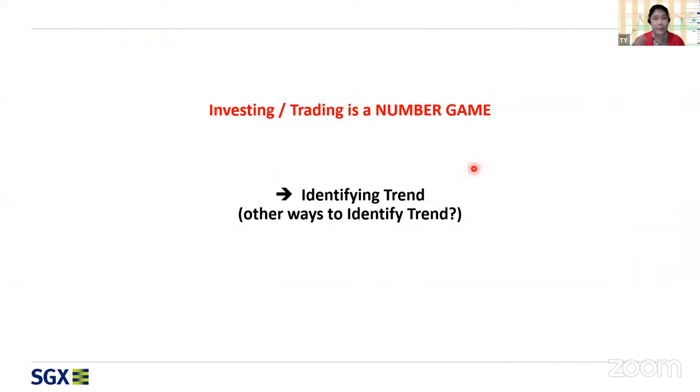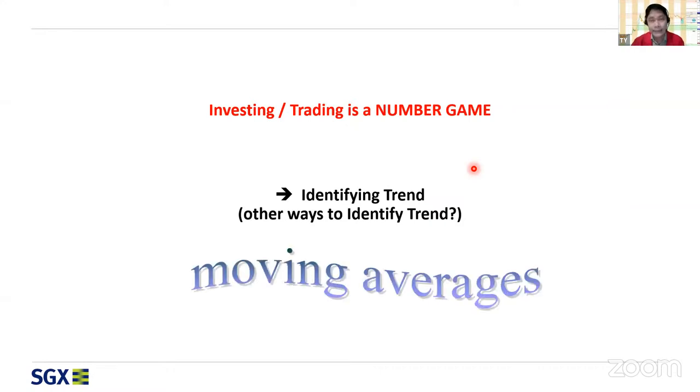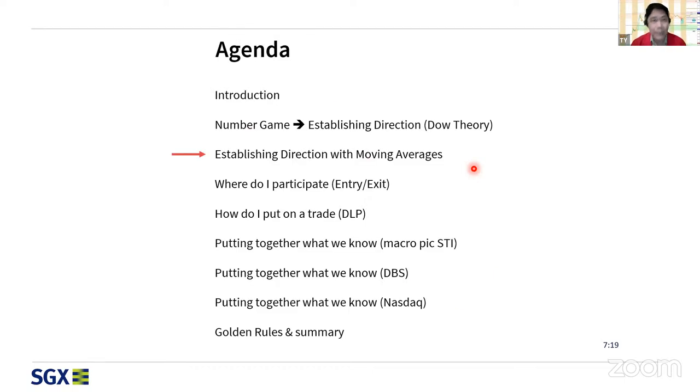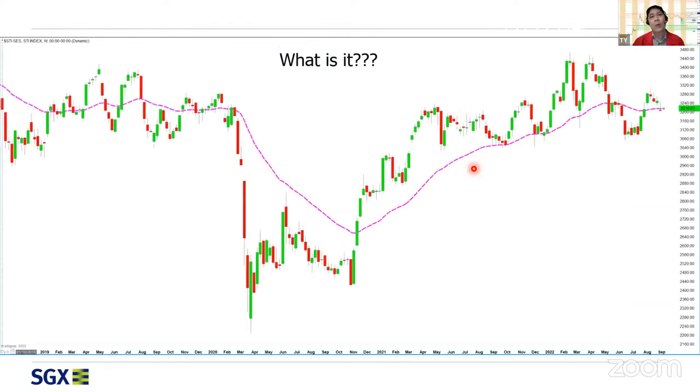So identifying trend, is there any other way to identify trend other than Dow theory? That would lead me to my second topic, which is called moving average. So, establishing direction using moving average. First of all, my question is, what is moving average? I'm not referring to a Wikipedia definition, that it is calculated based on whatever or whatever.